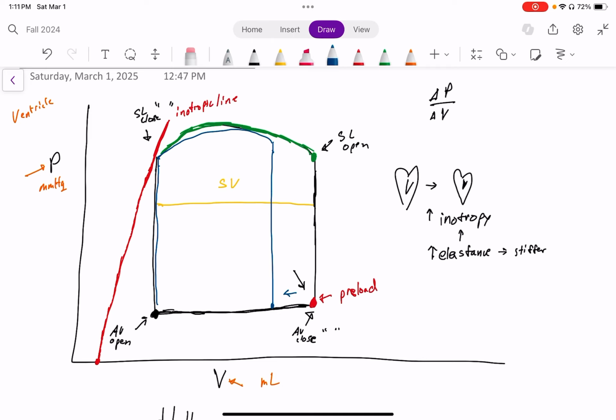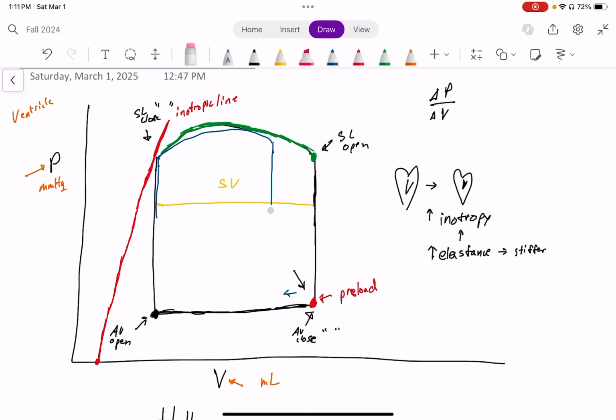Well, then stroke volume would decrease as well. And that makes sense, right? If you don't have as much blood going into the heart, into the ventricle, when it contracts, then there won't be as much blood that leaves the ventricle either. So, stroke volume. Great.